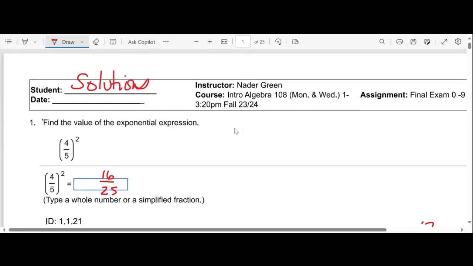Final exam review. Chapter 0 to 9. Find the value of the exponential expression: 4 over 5 all squared. So you square the top, 16, and square the bottom. If you can reduce, you reduce. If you cannot reduce, then leave it as it is.